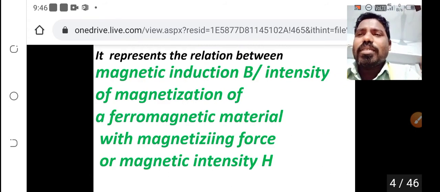It also represents the relation between the magnetic induction B, or intensity of magnetization of a ferromagnetic material, with the magnetizing force or magnetic intensity H. That means B to H. It represents the relation between B and H.